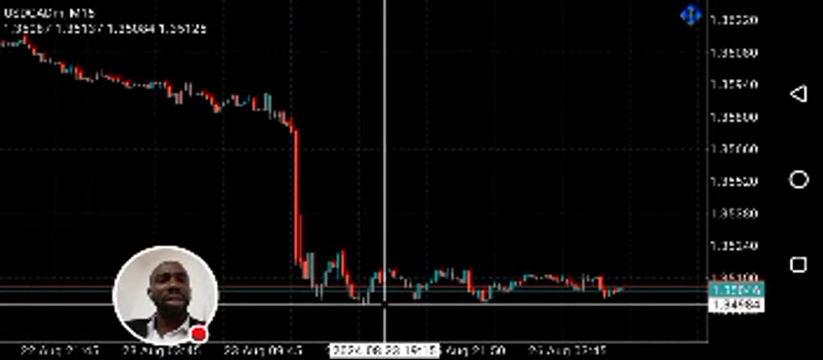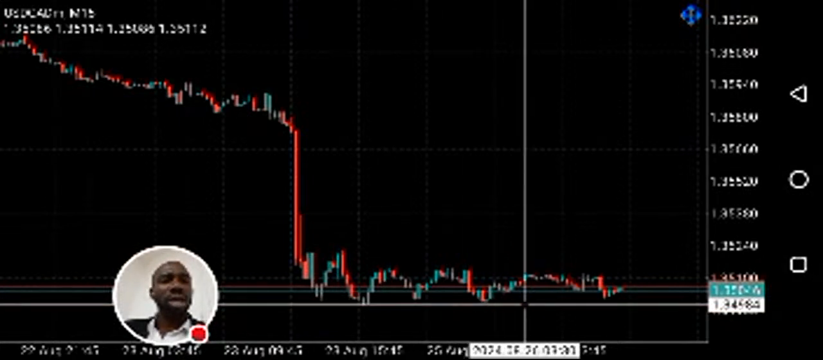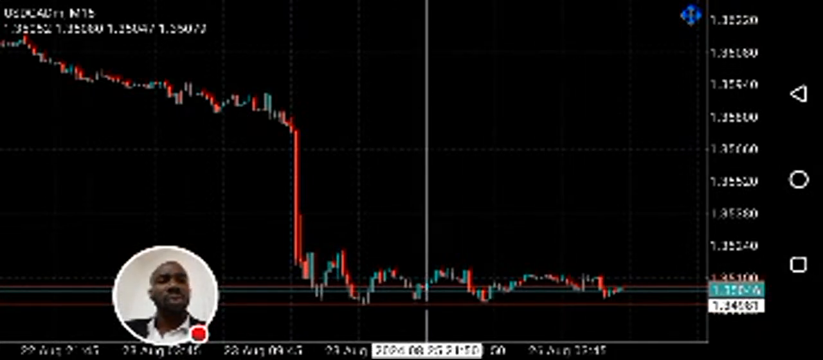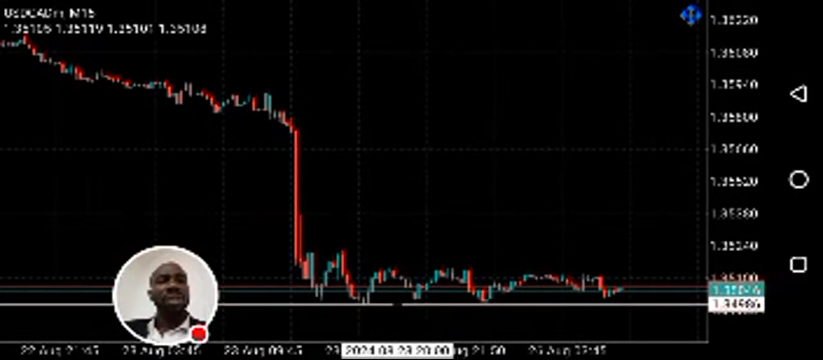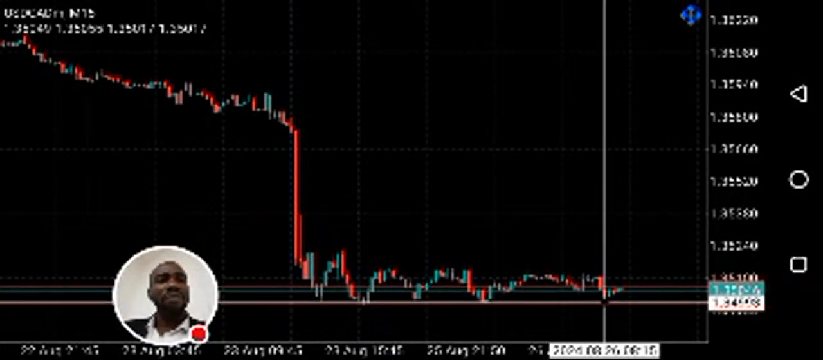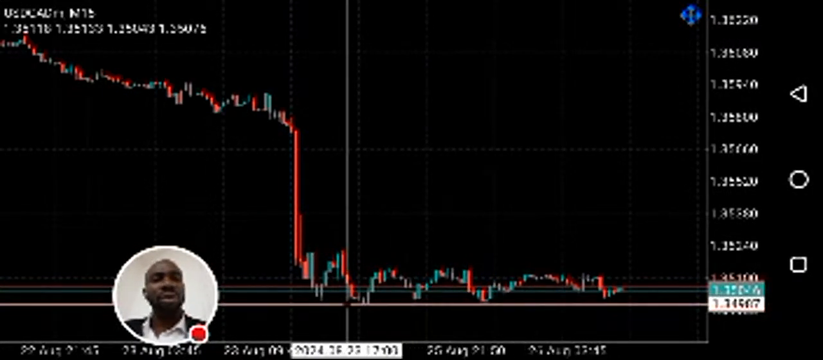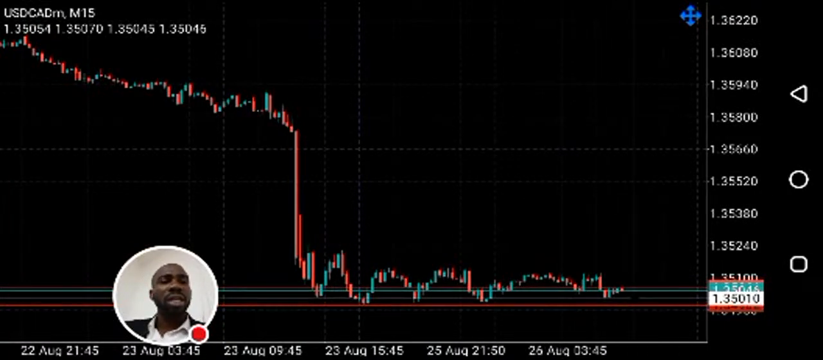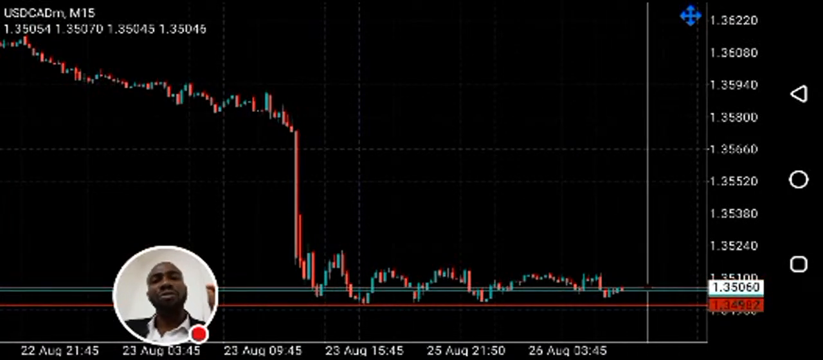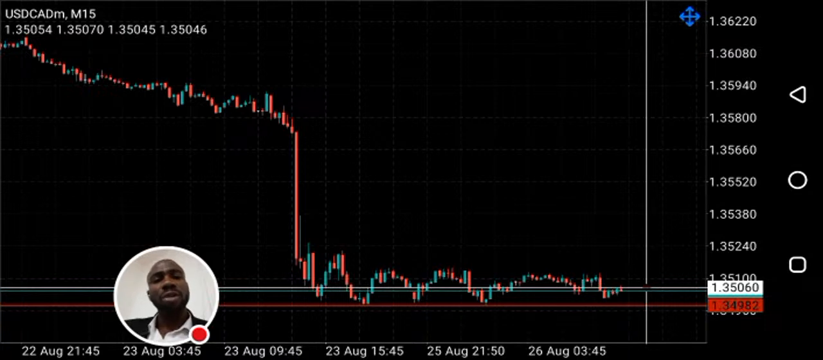So if you are considering buying USD CAD, wait for these lows to be cleared. After these lows get cleared, after liquidity gets swept, then you wait for a bullish reversal pattern to form on 4-hour time frame.